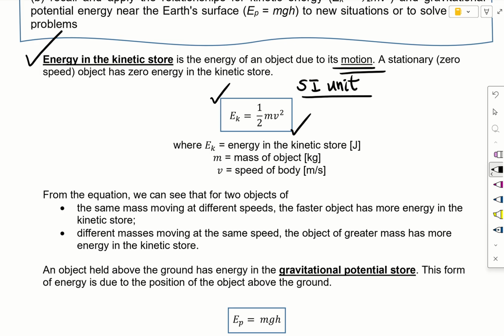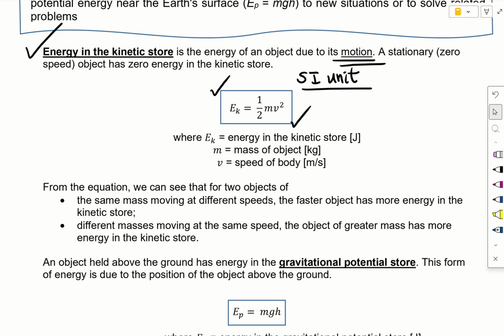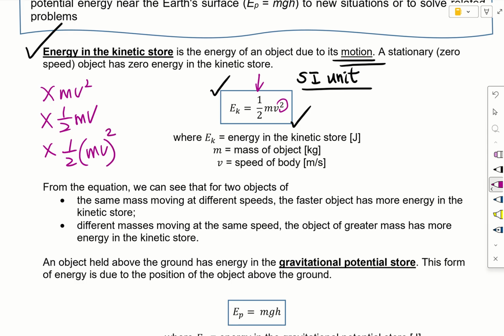Okay, so a few common mistakes I see is sometimes students will omit the half. So they will memorize the formula as mv squared. Okay, sometimes they will omit the square, so it becomes half mv. Okay, so common mistakes are like mv squared, half mv, or sometimes they will take half and then mv, the whole thing squared. So all these are common mistakes.